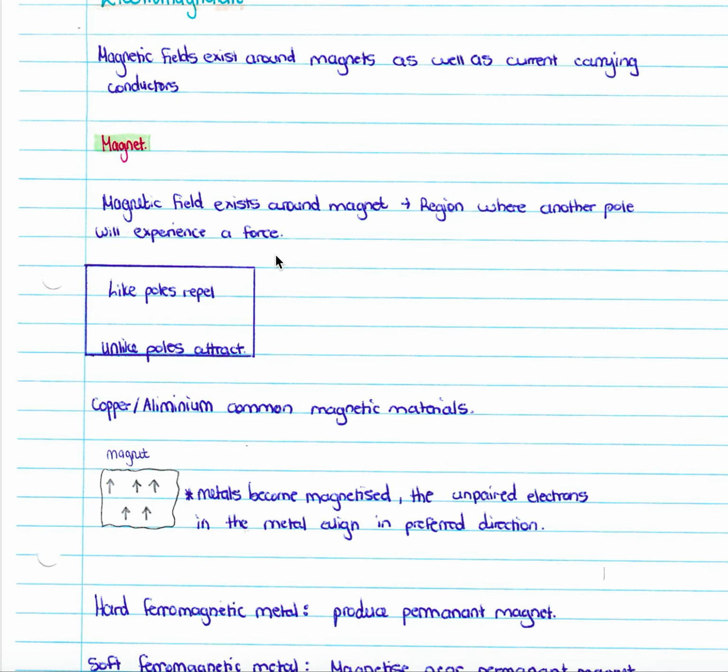Now we know from magnets that like poles repel, so two south poles will repel and two north poles will repel, whereas unlike poles attract. So if you had a north and a south pole, you will have a force of attraction between the two poles. If we look at common magnetic materials, we have copper and aluminium.